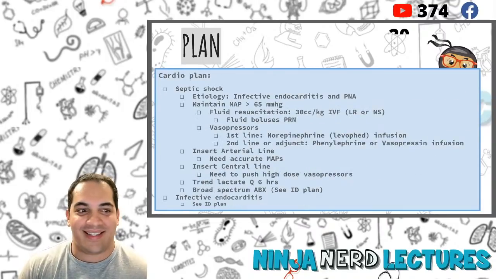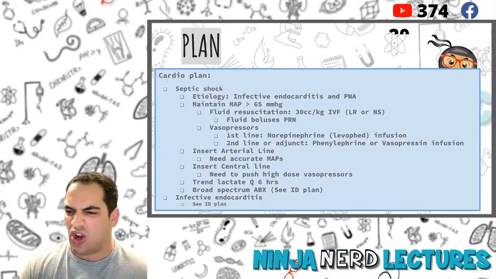Cardiac plan. This guy's got septic shock, right? What's the cause? Potentially infective endocarditis and pneumonia. So he's got a kind of double whammy there. So let's keep those MAPs greater than 65. That's going to be our goal for him, keeping mean arterial pressure greater than 65.